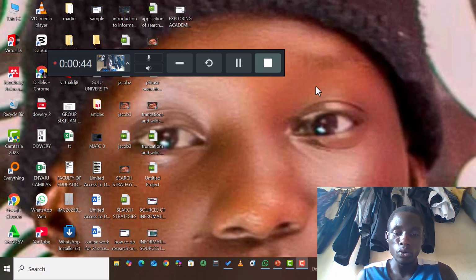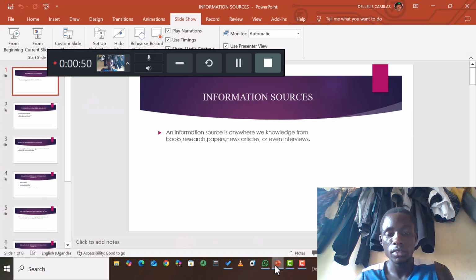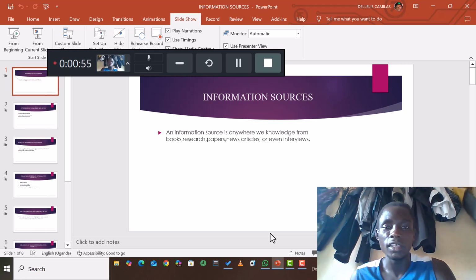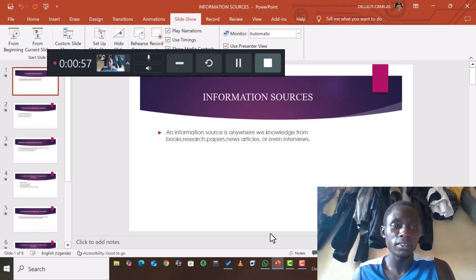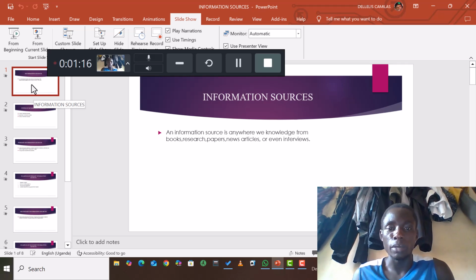So what we need to do is open our PowerPoint for us to access the work. Now you find that this work is in slides. What do I mean by slide? I mean these, the pages in PowerPoint. They're like pages, because in Excel or Word it's a page, but in PowerPoint it's a slide.